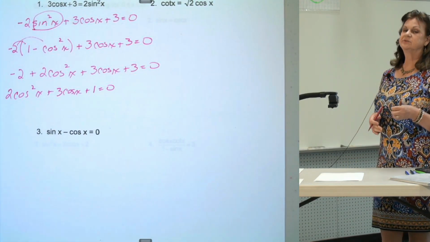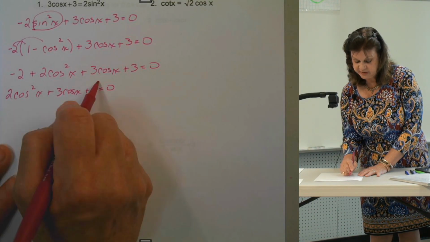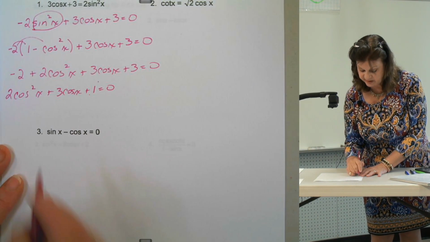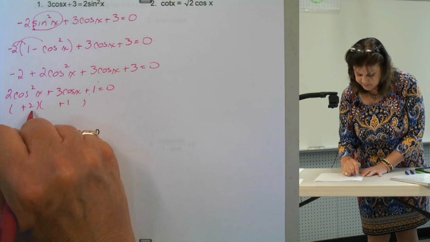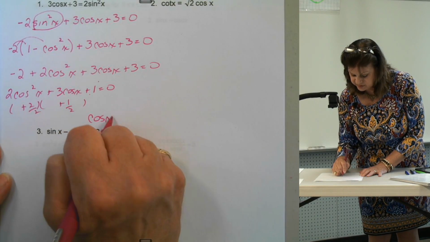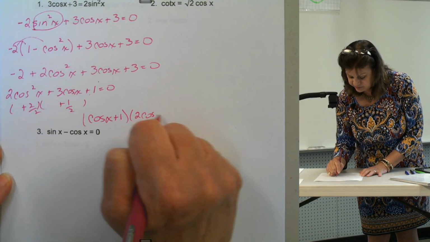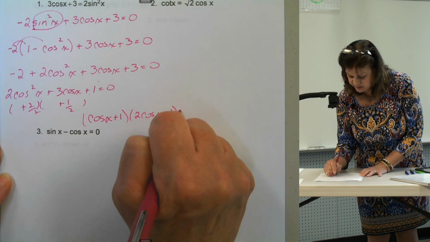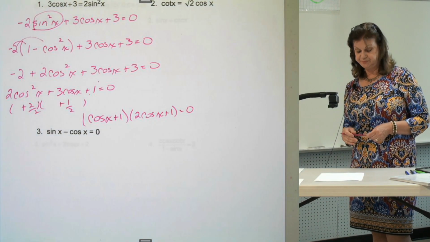2x squared plus 3x plus 1. This isn't anything new. Factors of 2 that add to give us 3. Yes, we've got that. Plus 2 plus 1. So I end up with a factor of cosine x plus 1 and 2 cosine x plus 1 equals 0. And those are my two factors.